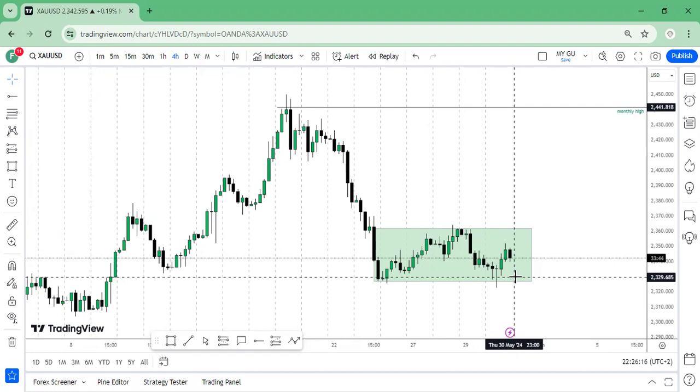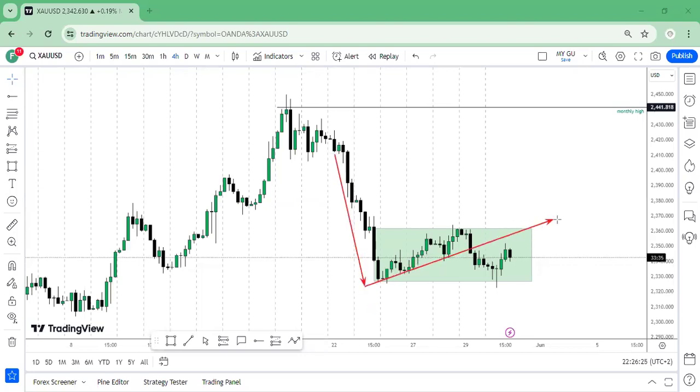And price does not move in a straight line. So what is happening? We had an impulse, correction. What comes next? Impulse.